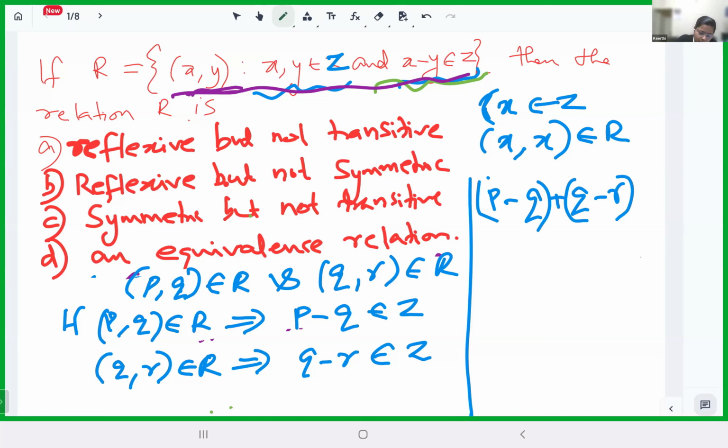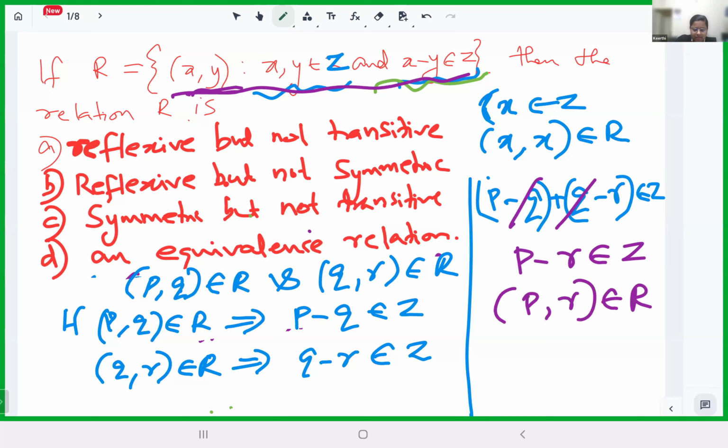So P minus Q plus Q minus R also belongs to Z, which implies the Q and minus Q get cancelled, right? Minus Q plus Q is 0. So P minus R belongs to Z. From this, what can you say? Ordered pair (P, R) belongs to the relation. P minus R belongs to the set of integers, which means ordered pair (P, R) belongs to R. So from this, you can conclude that it is transitive also.